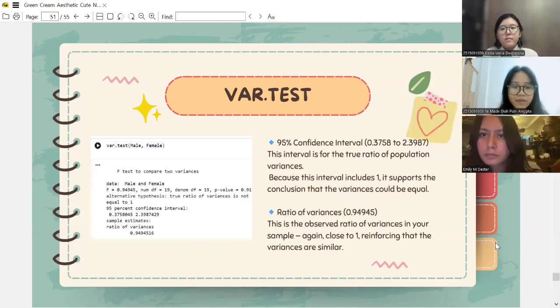So, the 95% confidence interval is from 0.37 to 2.39. This interval is for the true ratio of population variances. Because this interval includes 1, it supports the conclusion that variances could be equal. The ratio of variances is 0.94. This is the observed ratio of variances in your sample. Again, close to 1, reinforcing that the variances are similar.